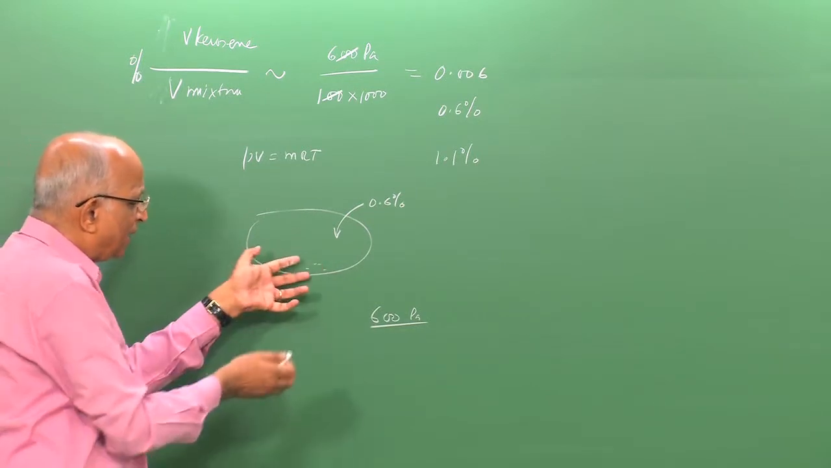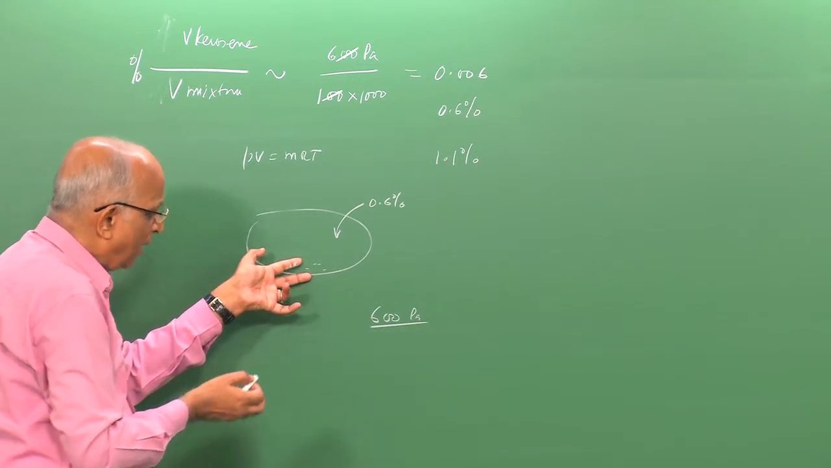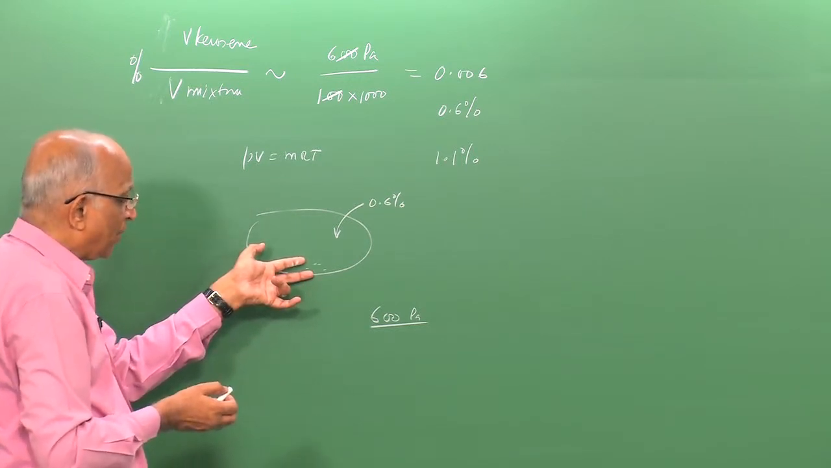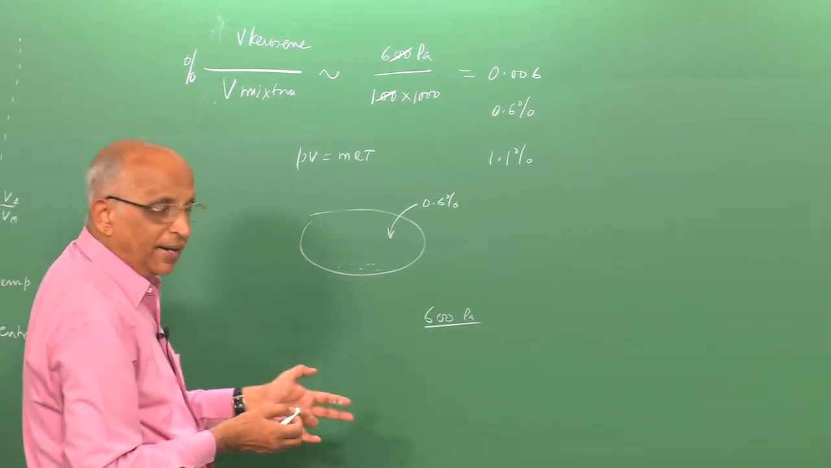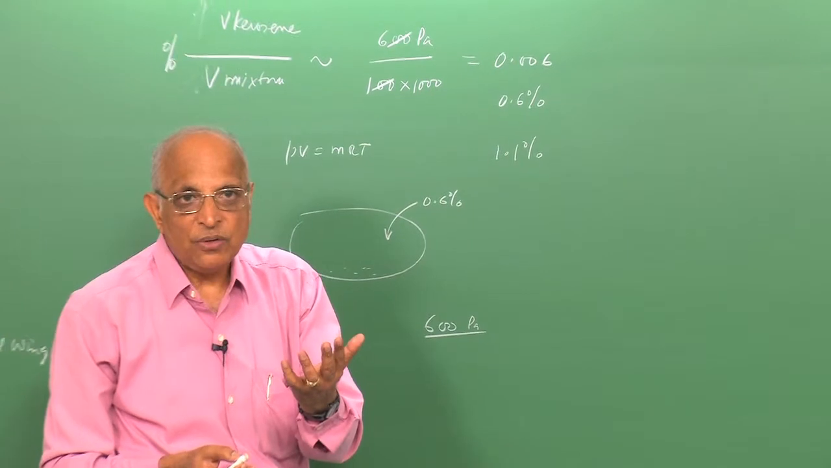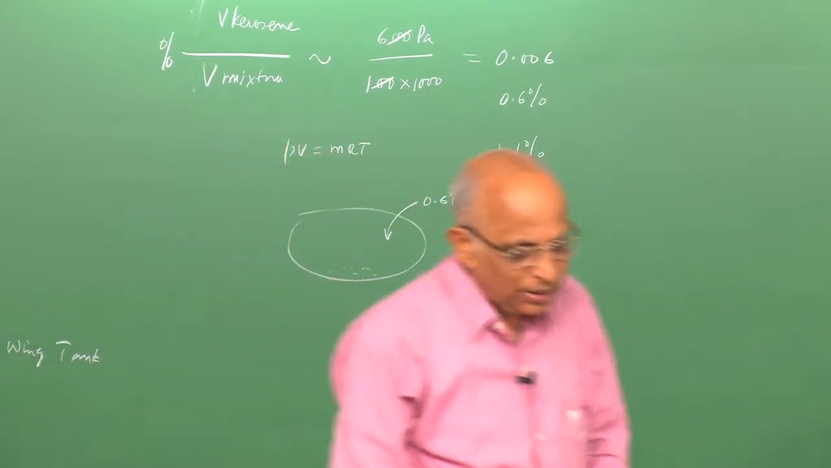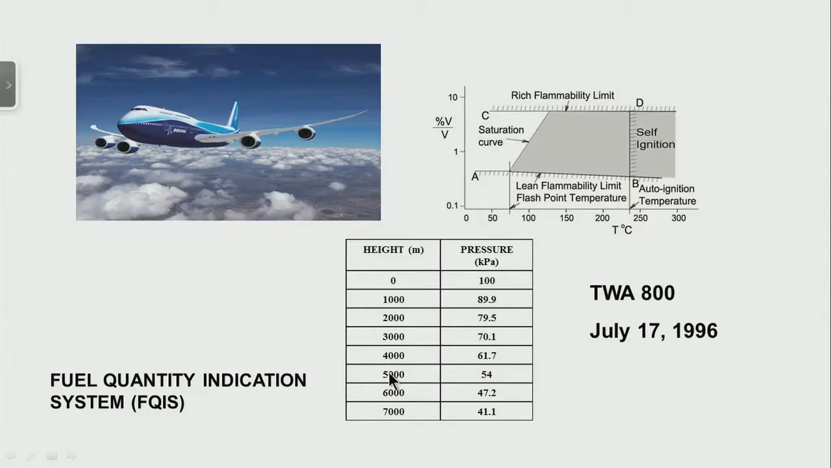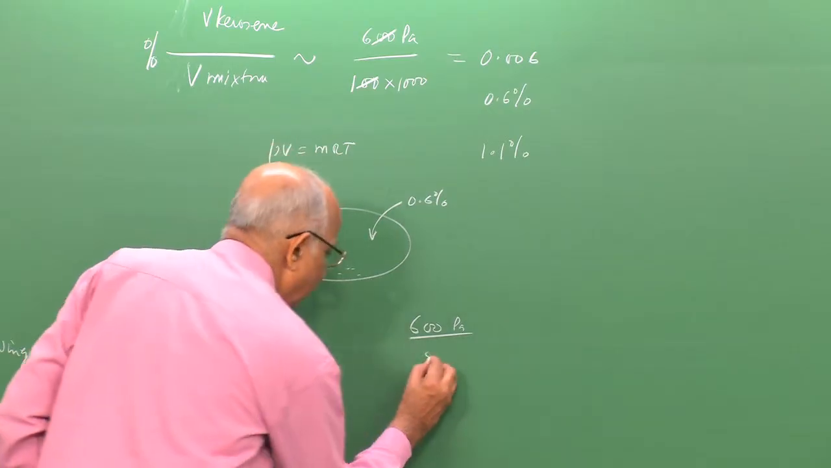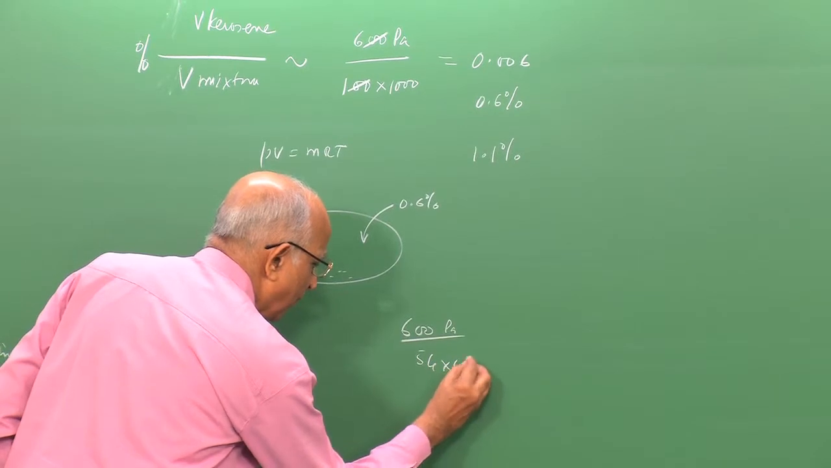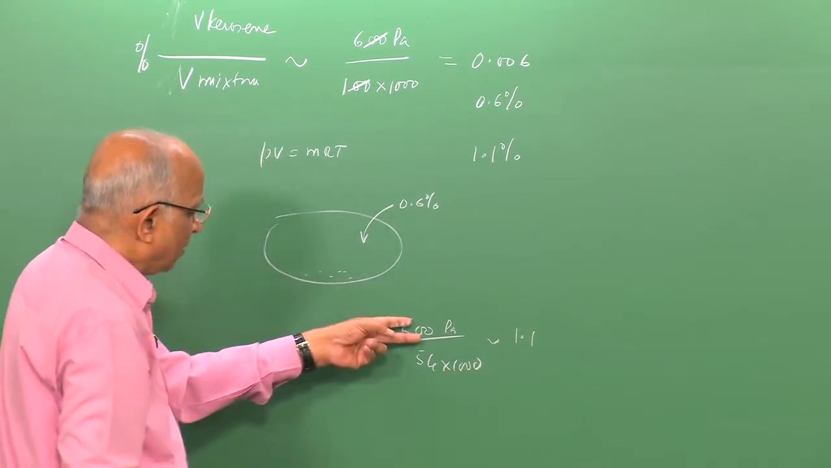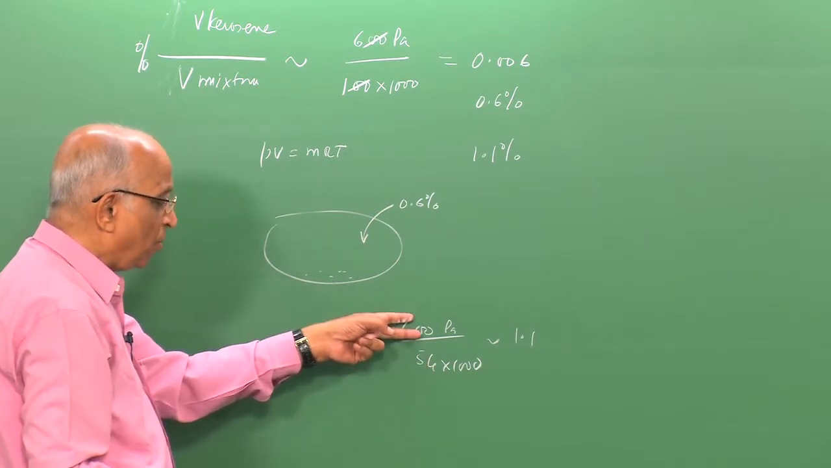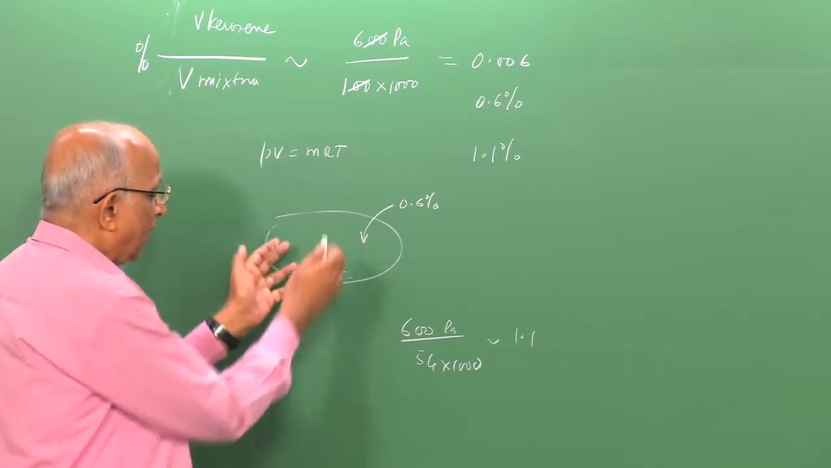During the initial flight, the temperature does not change so fast, and therefore, if we assume the temperature of kerosene to be still 35, the vapor pressure is 600 Pascal, and now you find what is the value of the pressure. Let us go back to the table. At let us say 5 kilometers, it is 54 kilopascal. Therefore, I have 54 into 1000. Well, it is almost near 1.1.